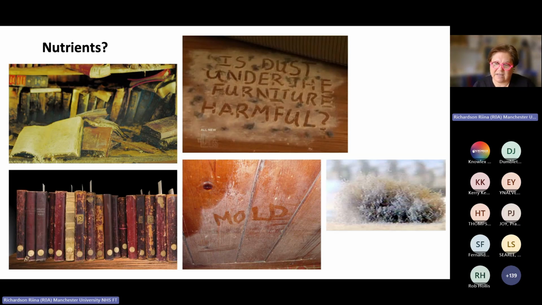But in addition to that, dust is hygroscopic. It means it itself attracts moisture, so it's a perfect growth environment for molds. So therefore, the backbone of any mold renovation or cleanup is to get rid of dust.